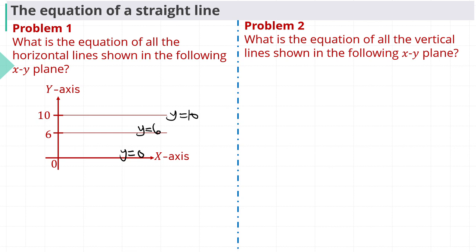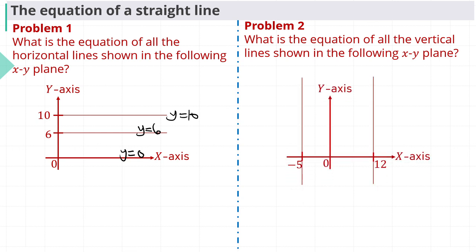And next question, what is the equation of all the vertical lines shown in the following XY plane? The first vertical line passes through the x-axis at -5, so its equation is going to be x equals -5. The y-axis is also a vertical line that passes through the x-axis at 0, and so the equation of the y-axis is x equals 0. The next vertical line passes through the x-axis at 12, and so its equation is x equals 12.